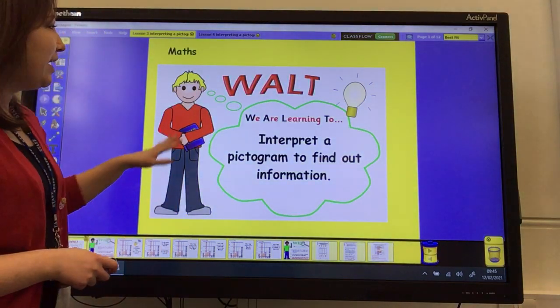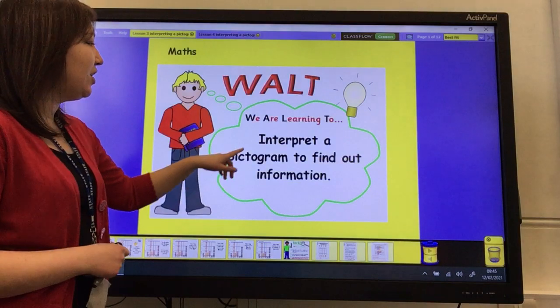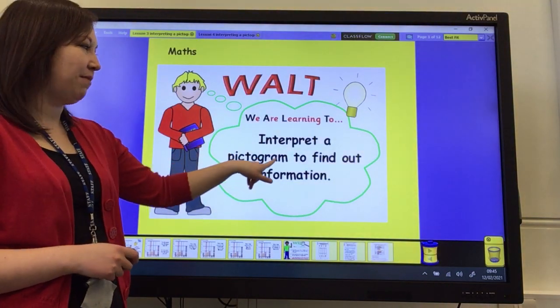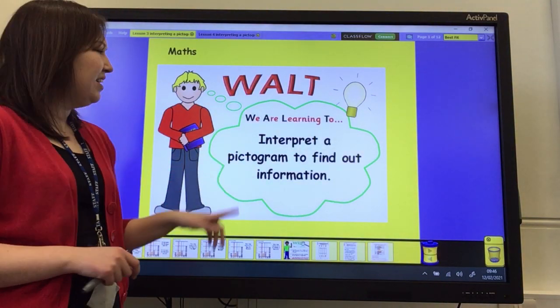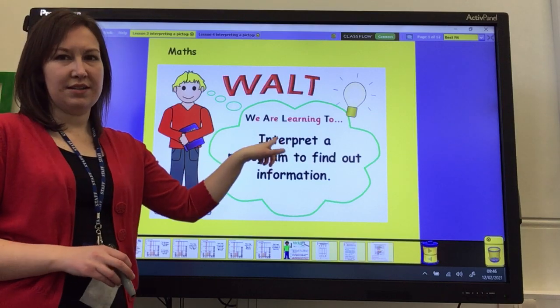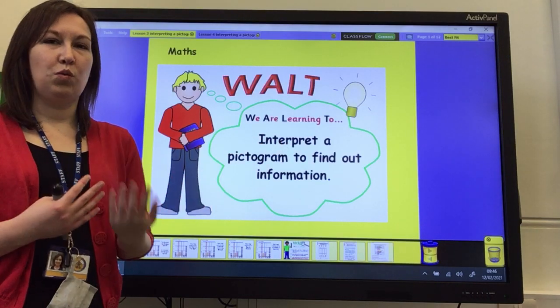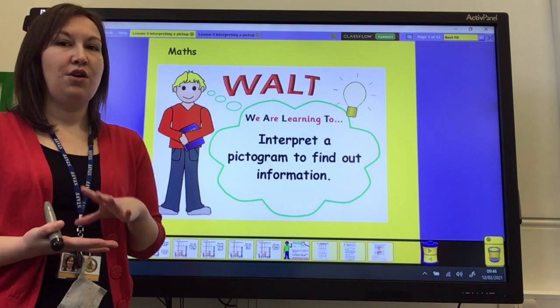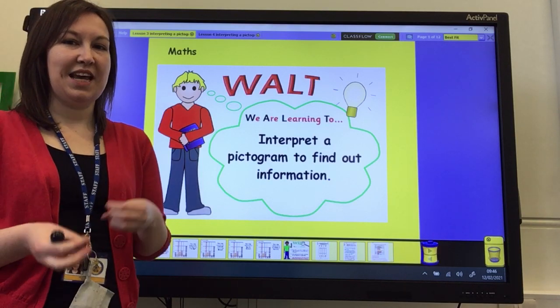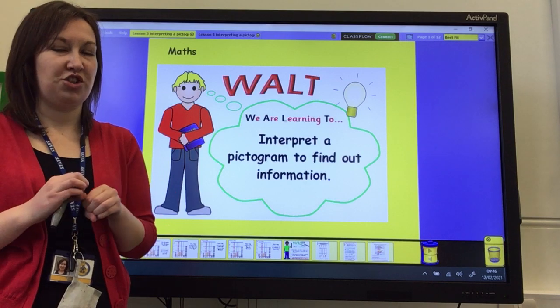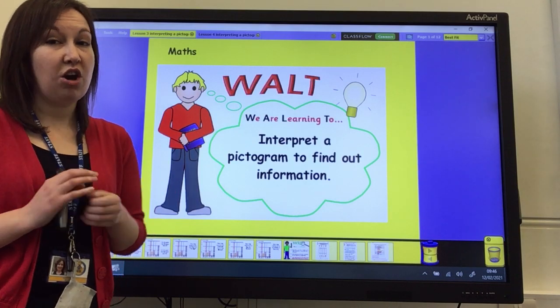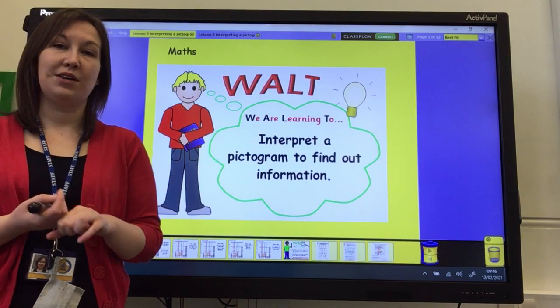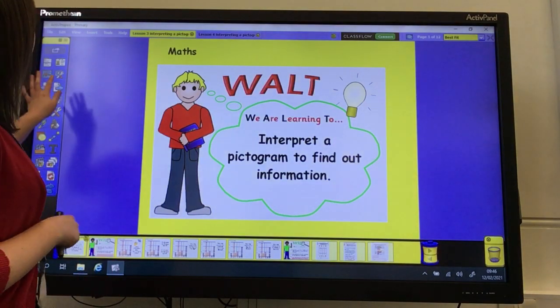Today, our Walt, we are learning to interpret a pictogram to find out information. So that word interpret means work out what it's showing us, okay? It's looking at what we understand from a pictogram. We're trying to take that information out of the pictogram to figure out the answers to questions or to understand what it is telling us.